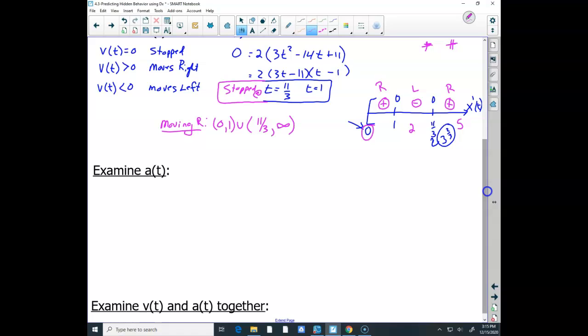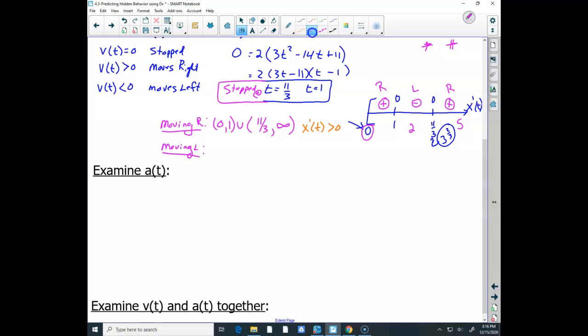Okay? A lot of times they're going to have an end interval on here, but they're going to say justify your reasoning. Well, how do I know that? I know that because x prime of t is greater than 0, therefore it's moving right. That's my justification. Okay? When am I moving left?